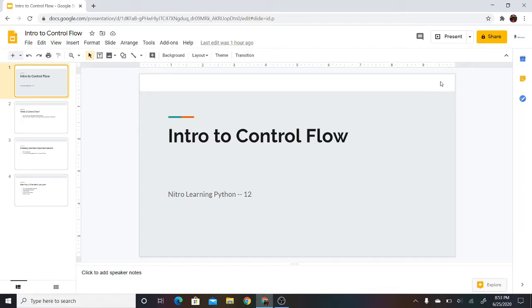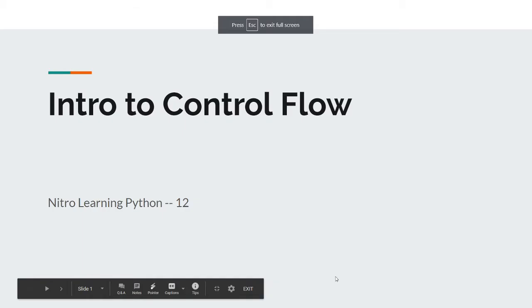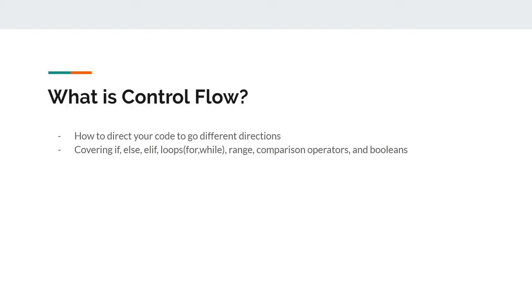Today, we'd like to introduce you to the next section of Python called control flow. So, let's get started. What is control flow? Control flow is basically directing your code to go different directions if certain things happen. We'll be covering if, elif, and else statements, loops, for and while, range, comparison operators, and booleans.